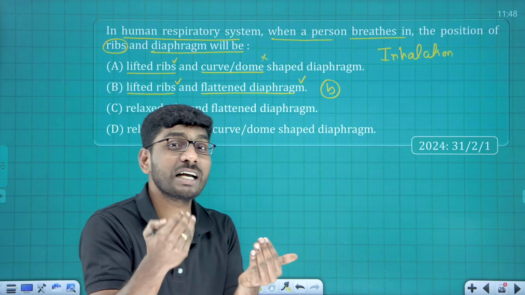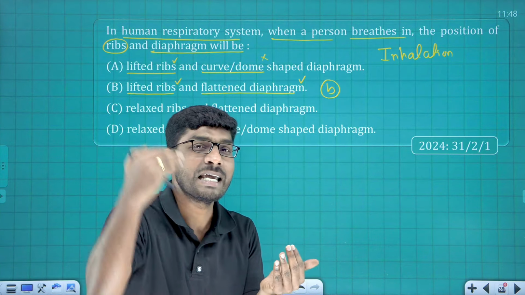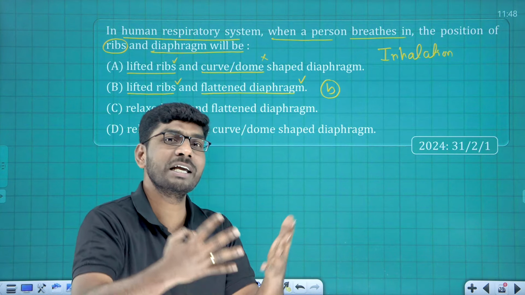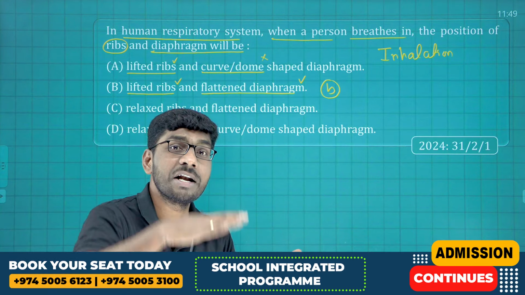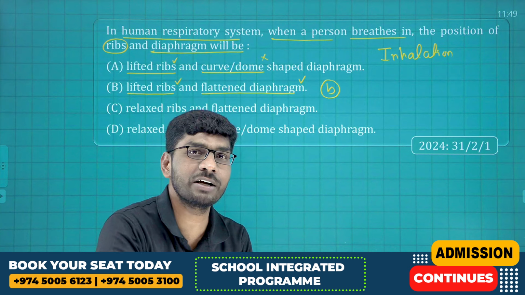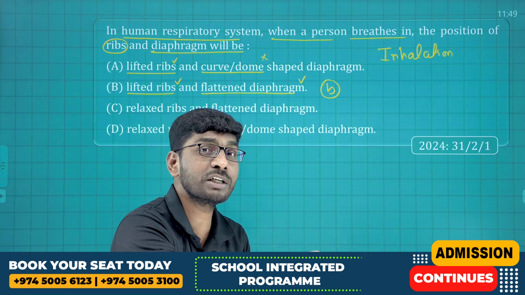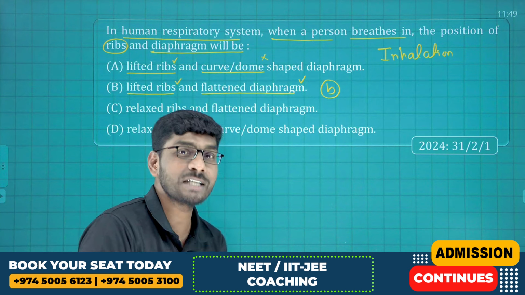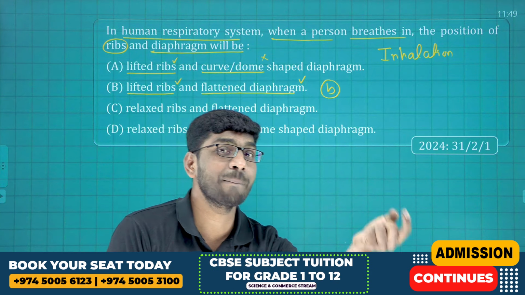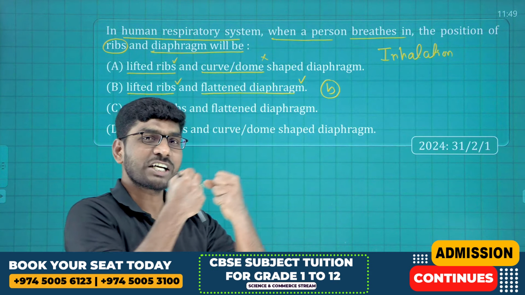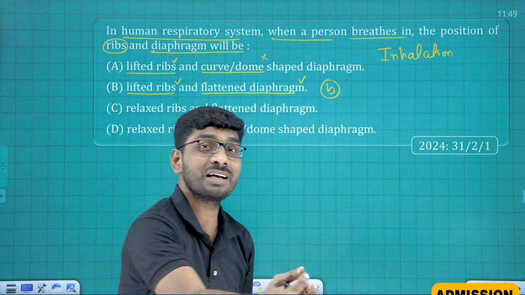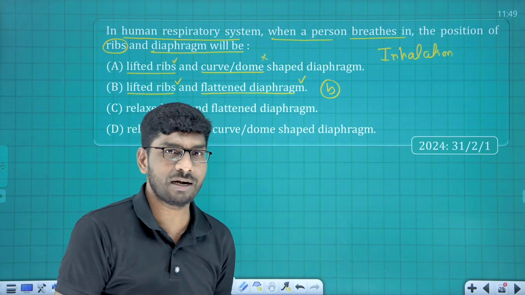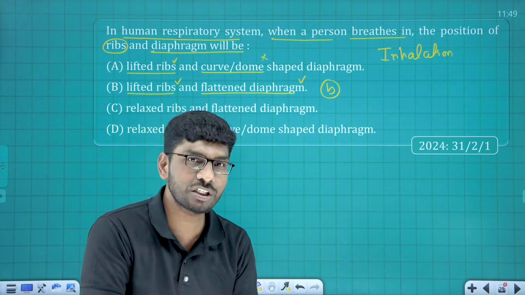So what happens? What happens to the volume inside the lung? Inside the lung, volume increases, pressure decreases, negative pressure is generated. So the outer environment is what? Positive. Air pressure is more. Inside the lung, pressure is less. We know air moves from higher pressure to lower pressure. Suction is generated. That's how we can take air from the environment. It is called inspiration.